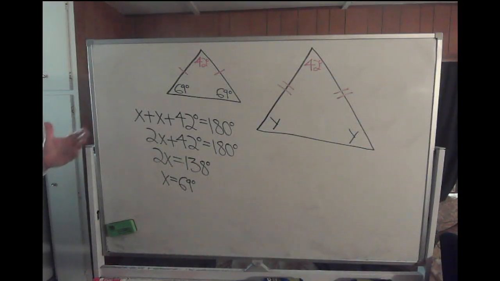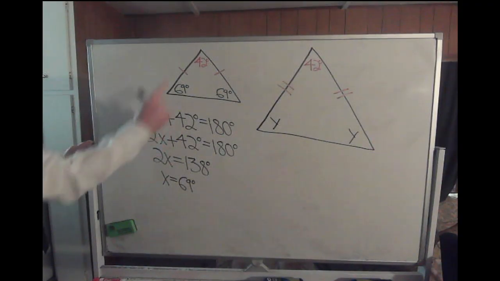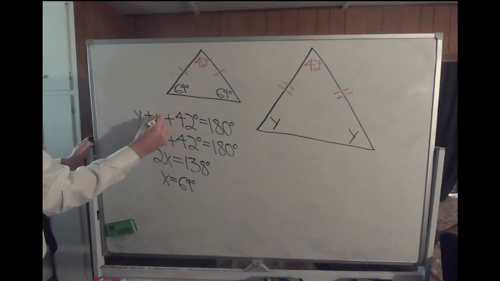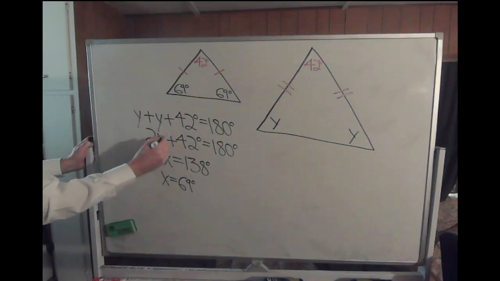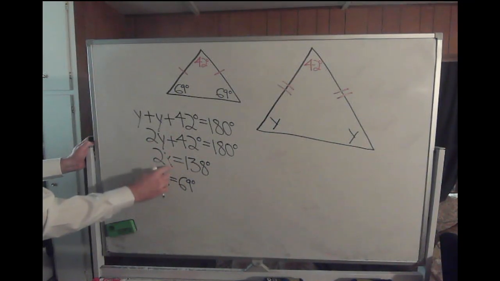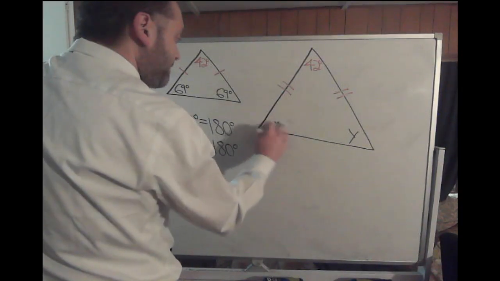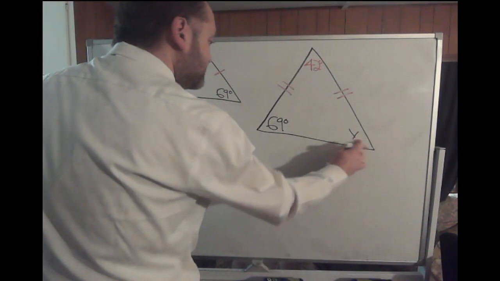Well, if you really look at it, it wouldn't make a difference if we put in y. Let's solve for y. Because you have 42 degrees as the third angle in the other triangle, so let's do y plus y plus 42 equals 180. Well, that would just give you 2y plus 42 equals 180. And then 2y equals 138, meaning also that y equals 69. So both of these angles are also 69 degrees.